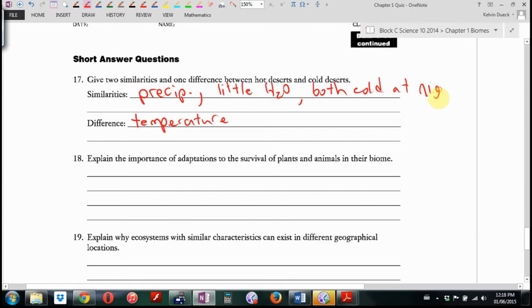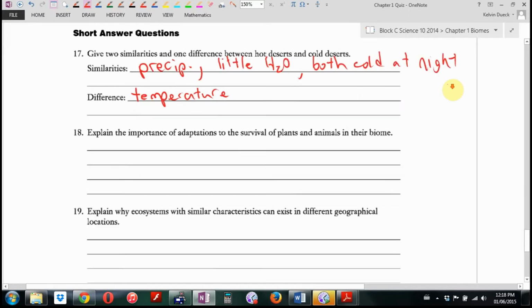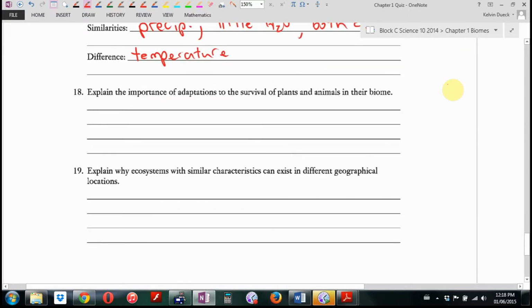This is something people often don't realize. They think a desert's hot all the way around. Actually, hot deserts get very cold at night. Okay. Explain the importance of adaptations to the survival of plants and animals in their biomes.